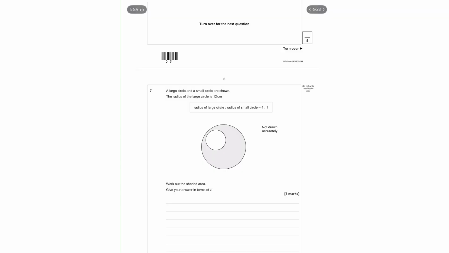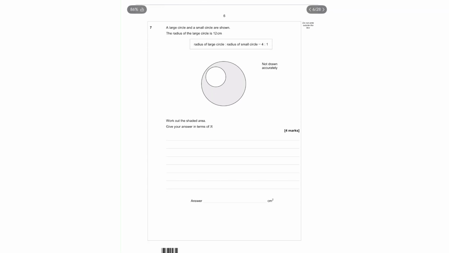Moving on to question 7, and we're given a large circle and a small circle within it. We're told the radius of the large circle is 12 centimeters, and that the ratio between the radius of the large circle and the radius of the small circle is 4:1, i.e. the radius of the large circle is 4 times bigger than the radius of the small circle. And we want to work out the shaded area.